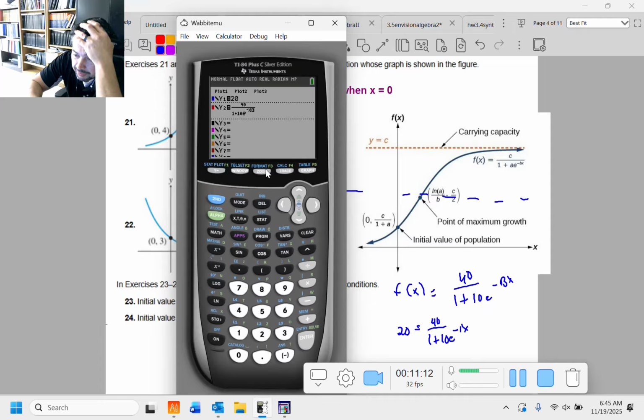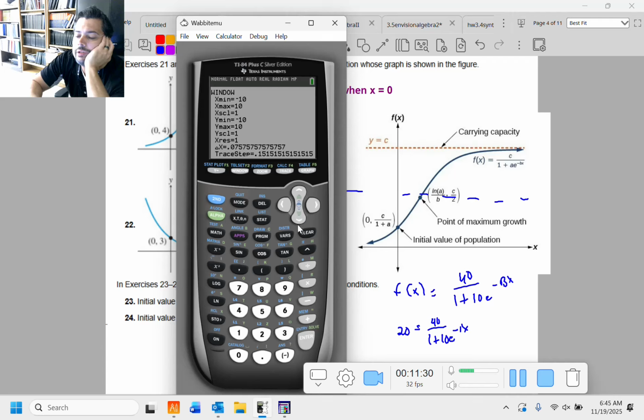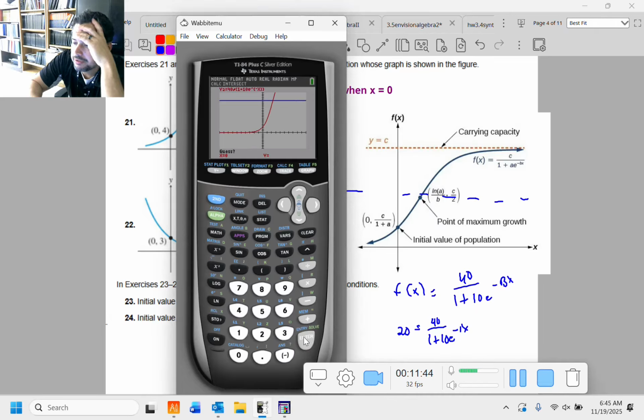I don't know what my window is right now from where I used this calculator last, so zoom 6. Obviously, I'm going to have to play with the y max a little bit here. And it's going to be super slow. Window, y max, let's do 25. And then I'm going to hit second trace 5 for intersect. And I'm going to press enter 3 times. And there she is. Let's go out 4 decimal places. 2.3026. It is positive.